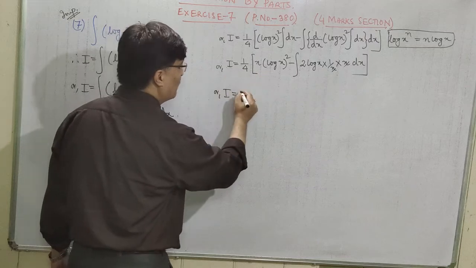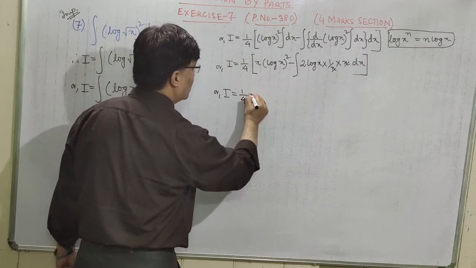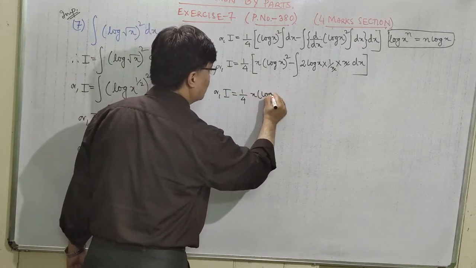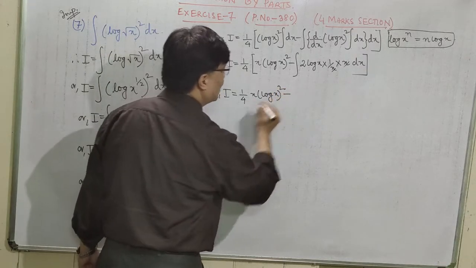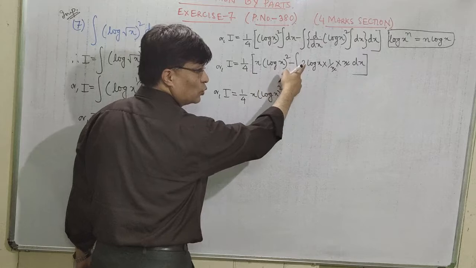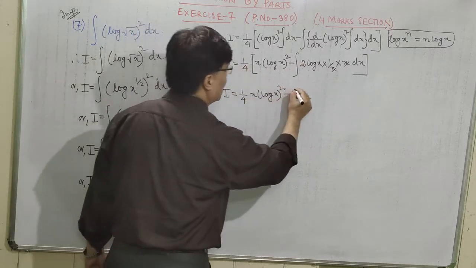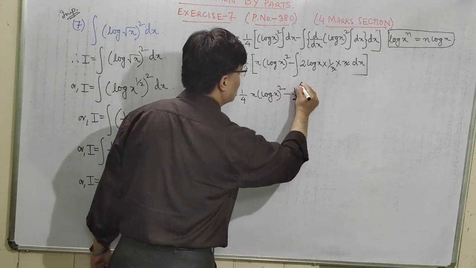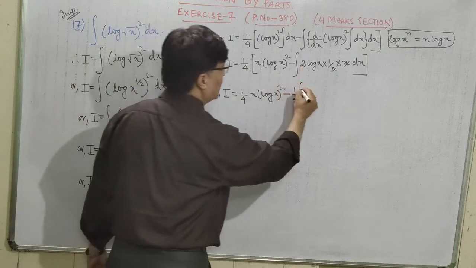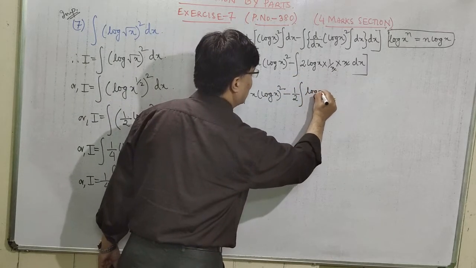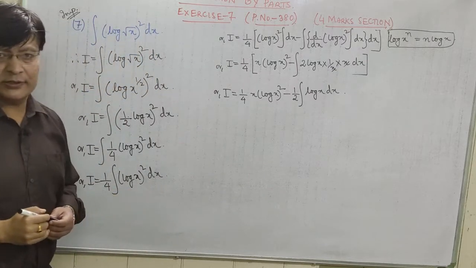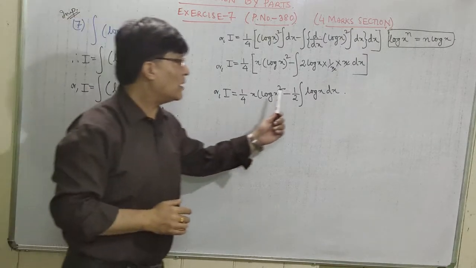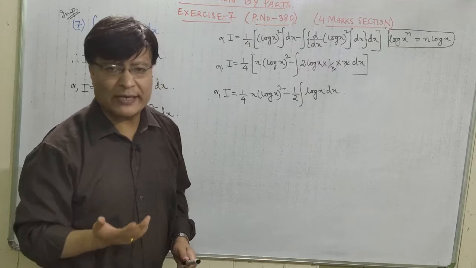Now multiply by 1/4. So it is 1/4 x into (log x) whole square minus 1/4 into 2. 2 ones are 2, 2 twos are 4. This is half, half integration of log x dx. So now again this is integration of log x dx.